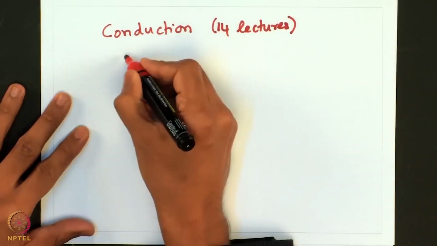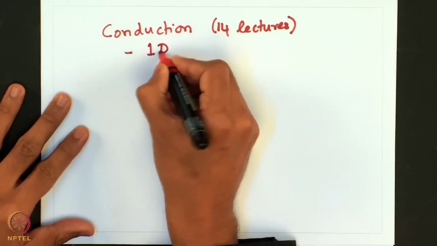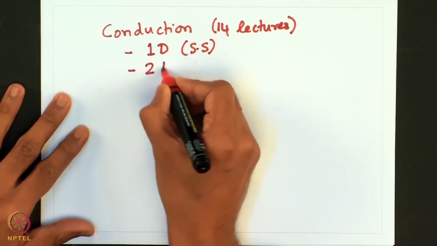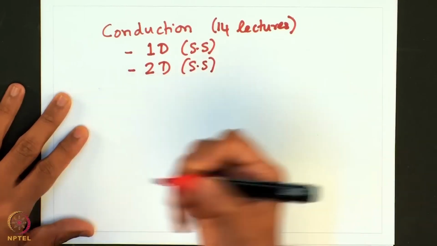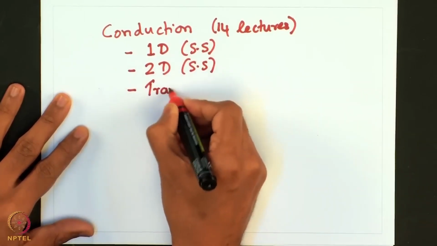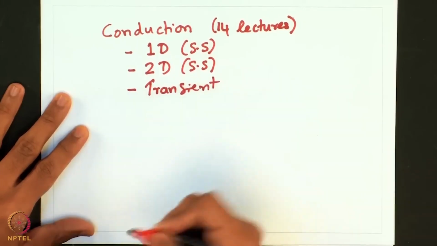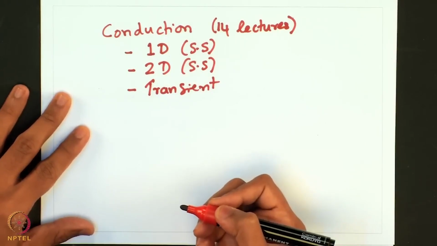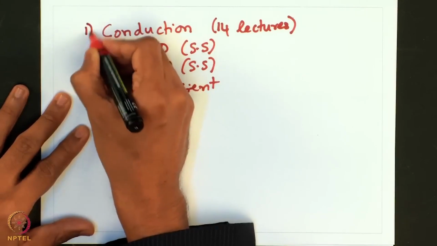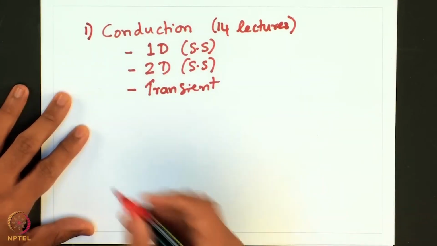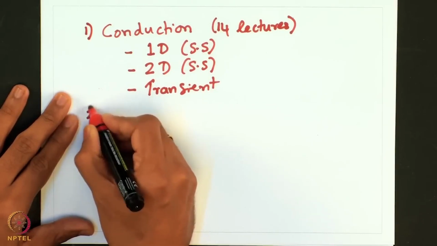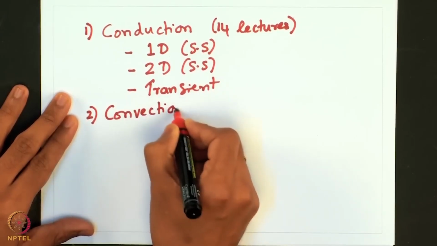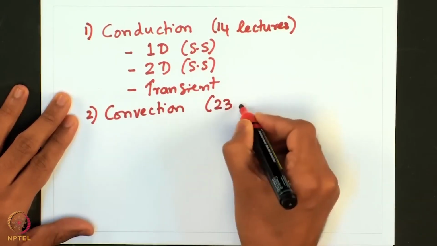In this topic we will specifically look at steady state conduction in one dimension, and steady state conduction in two dimensions. We will also look at transient conduction, under transient conditions, and how to estimate the heat transport coefficient in each of these processes. So, that will be the first topic covered in this course, and then the second topic, which will be the major chunk of the course, will involve the convective mode of heat transport, and we will be looking at it in about 23 lectures.